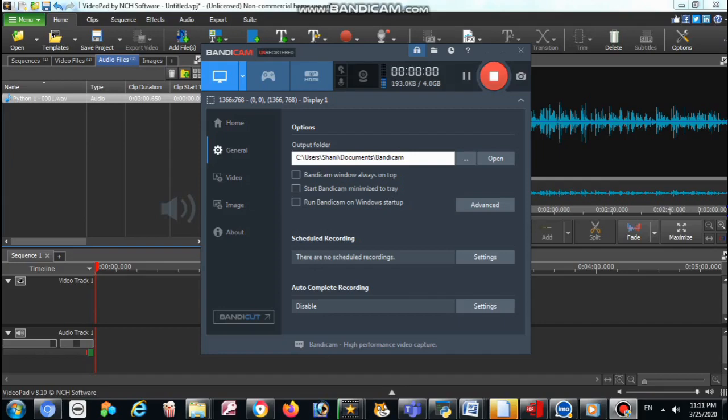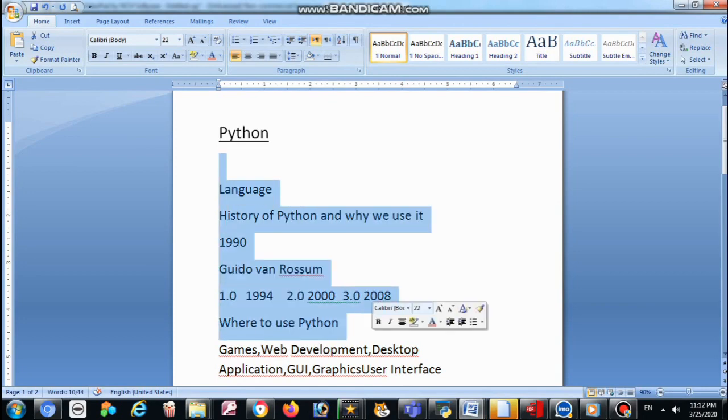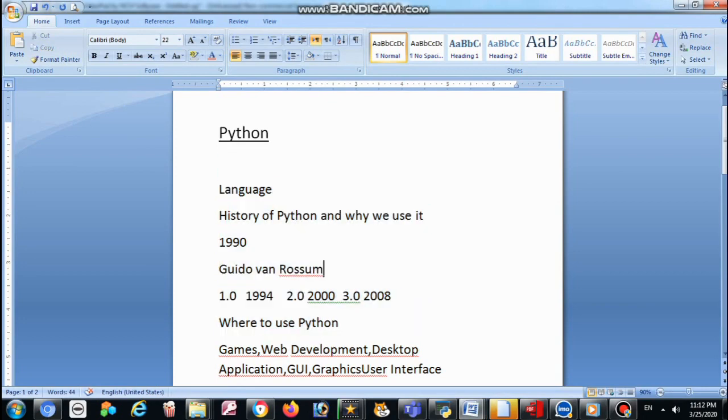Guys, today I am going to give the introduction about the Python language, because before starting Python you should know what a language is, and if you are a beginner, this is the most important thing. So the computer doesn't know our language and we don't know the computer's language.